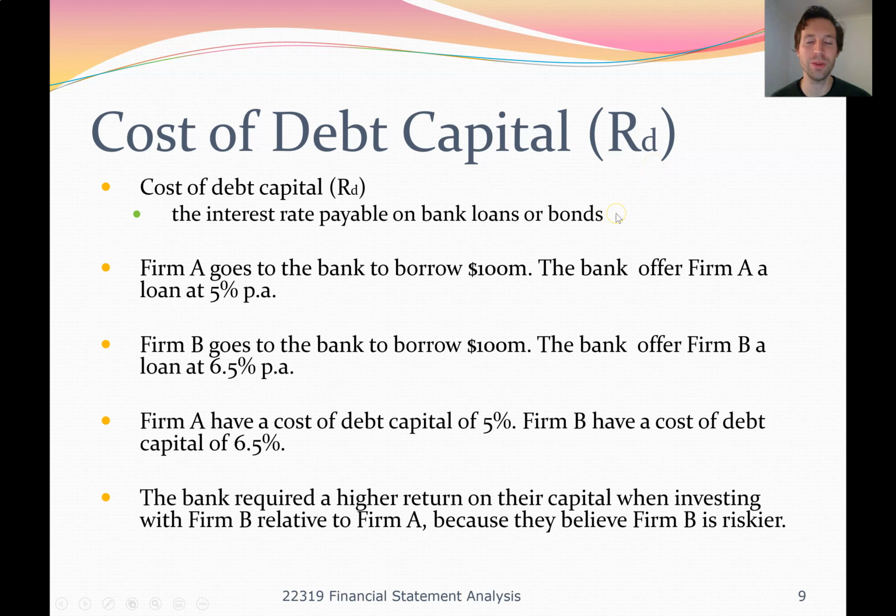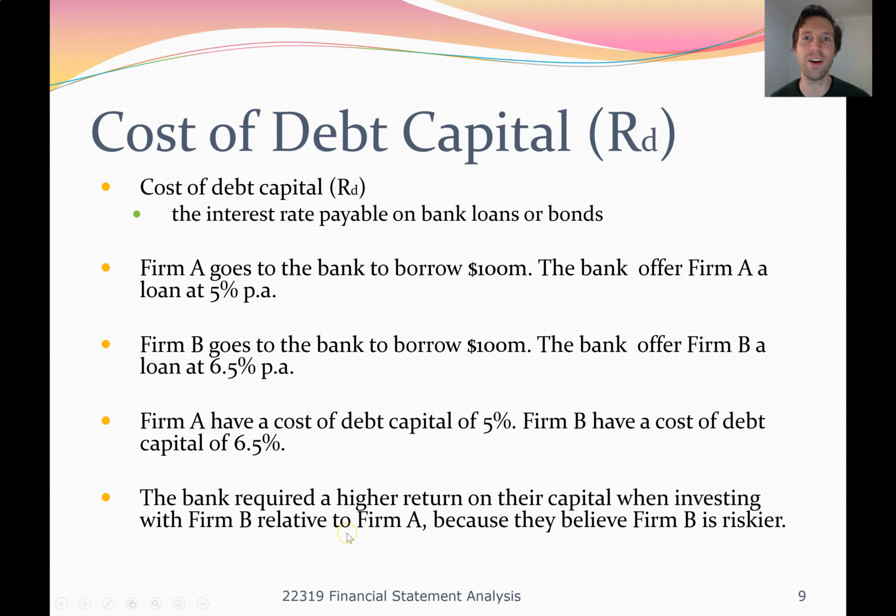And in simple language, it's going to be the interest rate that a business has to pay on its borrowing, such as bank loans or bonds. As a simple example, if firm A goes to the bank to borrow 100 million and the bank offers firm A a loan at 5% per annum, then their cost of capital would be 5% per annum. Firm B goes to the bank and the bank only offers them a loan at 6.5% per annum. So their cost of capital for debt would be 6.5%.